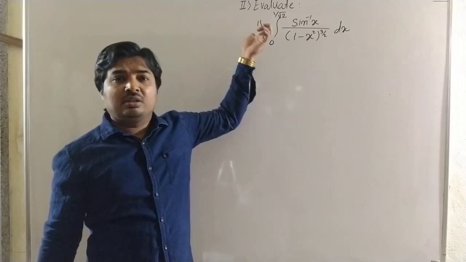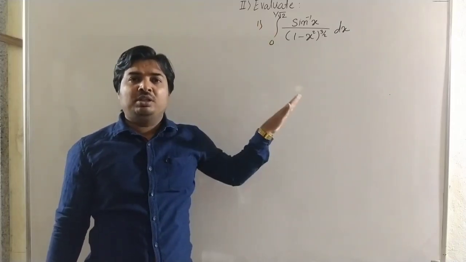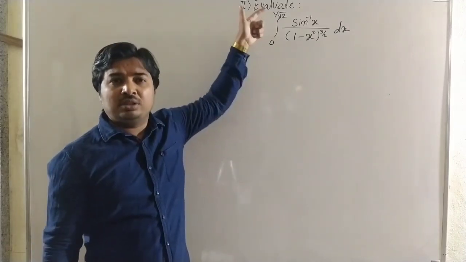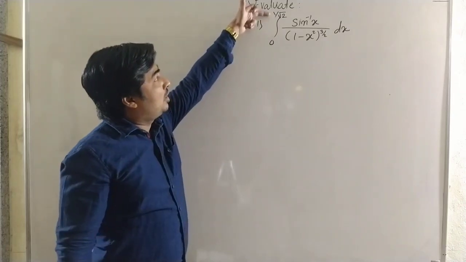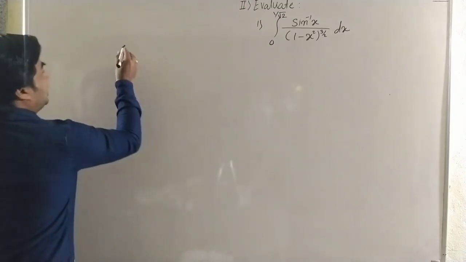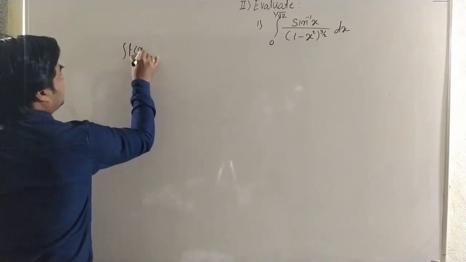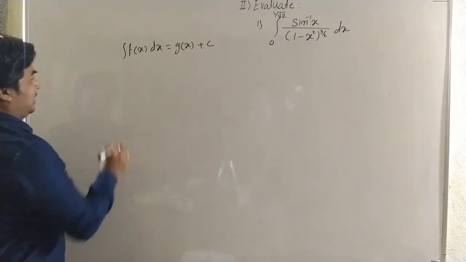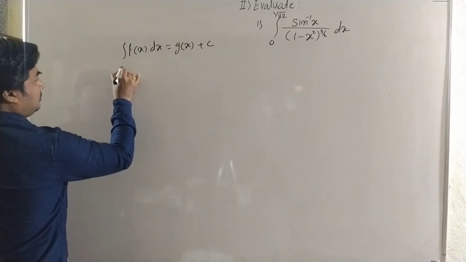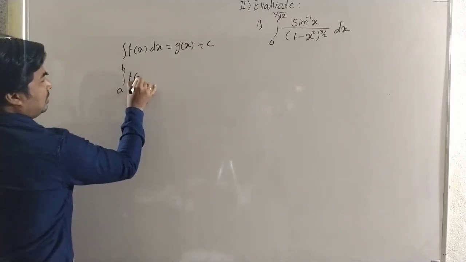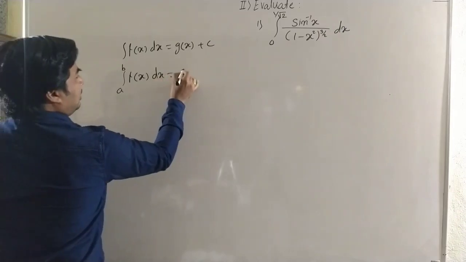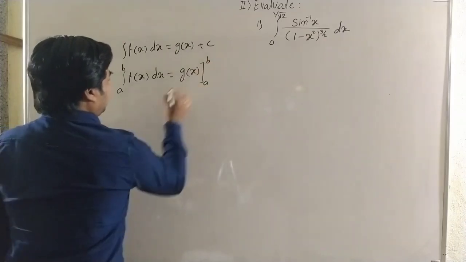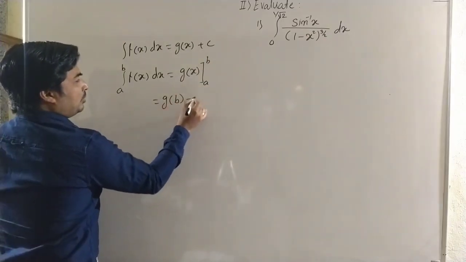We can solve the integral by using the method of indefinite integrals, and lastly, in the definite integral, we put the values of x, that is, the limit 0 to 1 by root 2. In the indefinite integral, the integral of f of x is equal to g of x plus c. Now, in the definite integral, integral a to b of f of x dx is g of x with limit a to b, and then we solve it as the upper limit minus the lower limit.